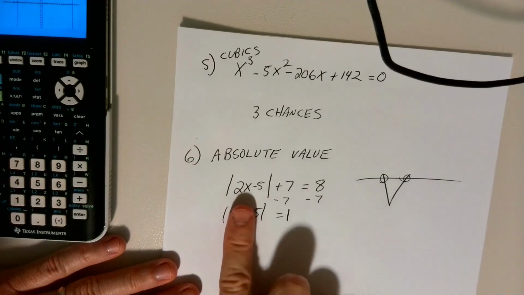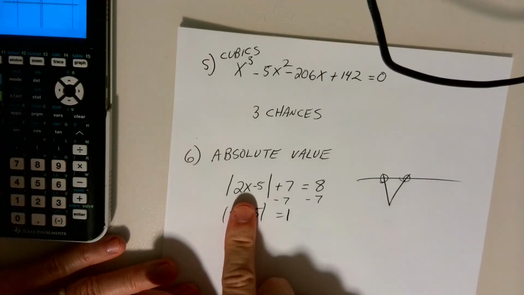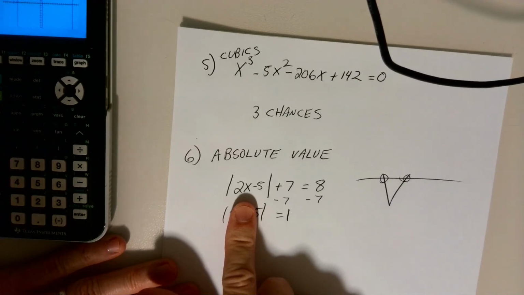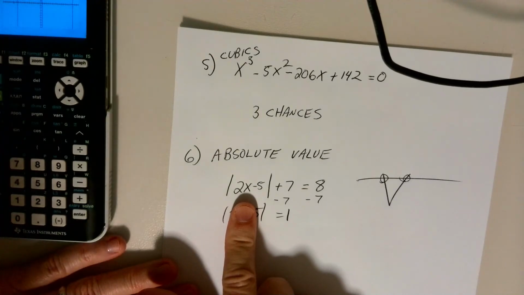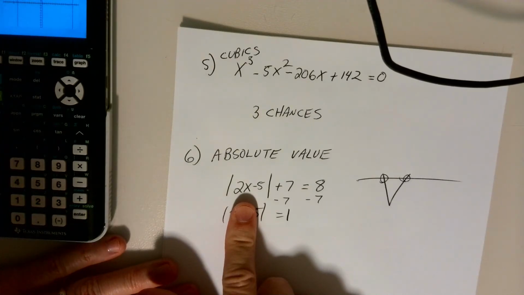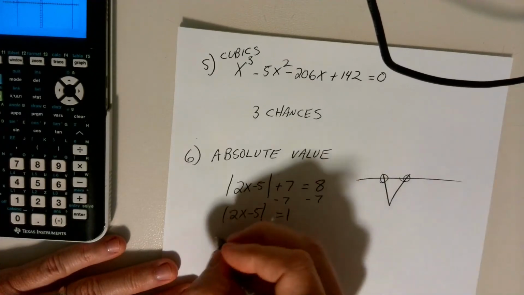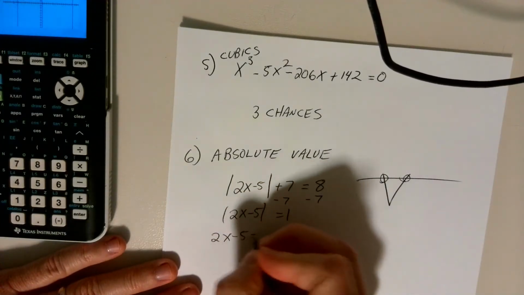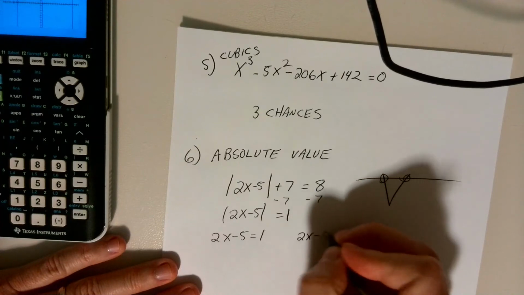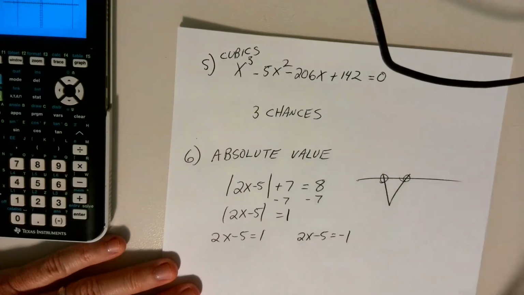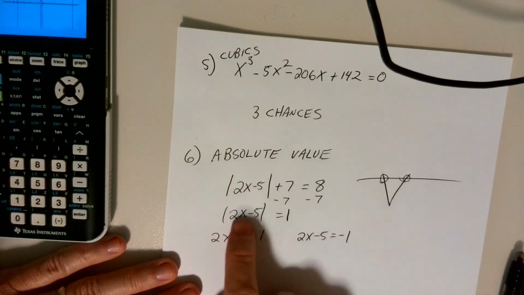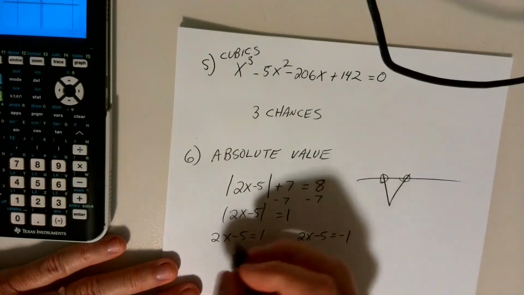So if I cover this up for just a second, I'm going to ask you what could be under my finger in order to make this equation true. And the answer is 1 could be under my finger, or negative 1 could be under my finger, because the absolute value of both 1 and negative 1 equals 1. So that's what I have to do. I have to write 2x minus 5 equals 1, and I have to write 2x minus 5 equals negative 1, because either one of those two things will work to make this true.